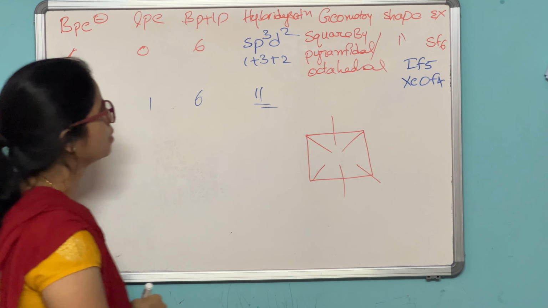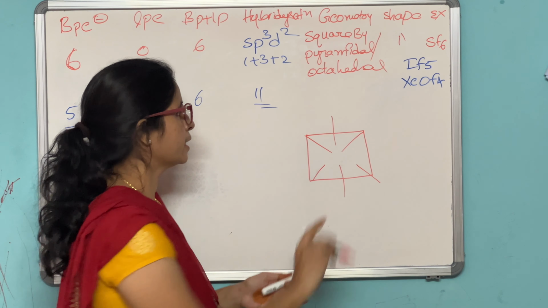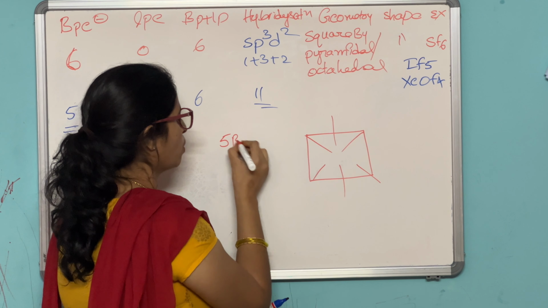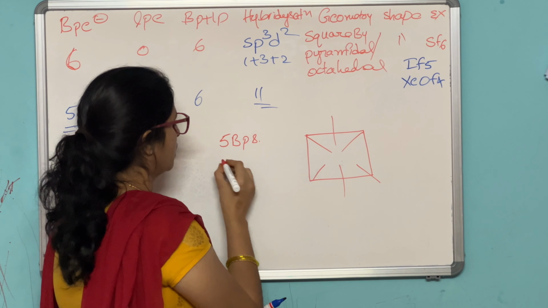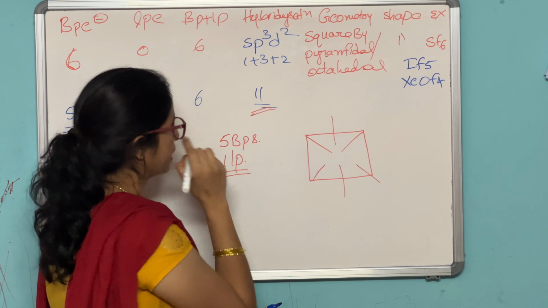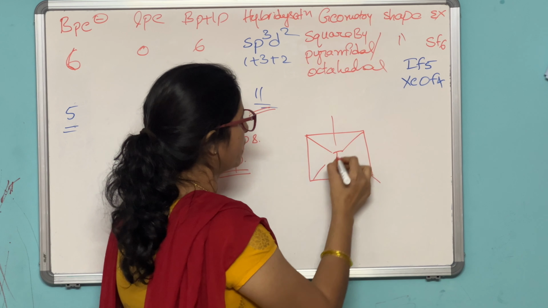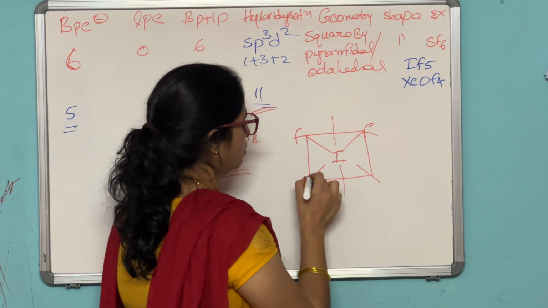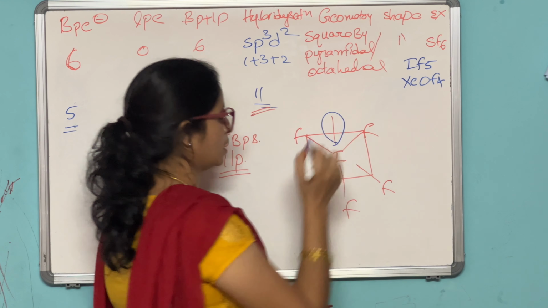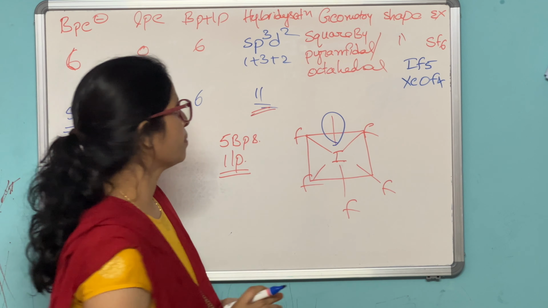Third one. So here iodine is the central atom. So you calculate 5 bond pairs, 1 lone pair. Altogether 6, sp3d2 hybridization. Where to keep this lone pair? Above the plane or below the plane. And here the geometry is square pyramidal.